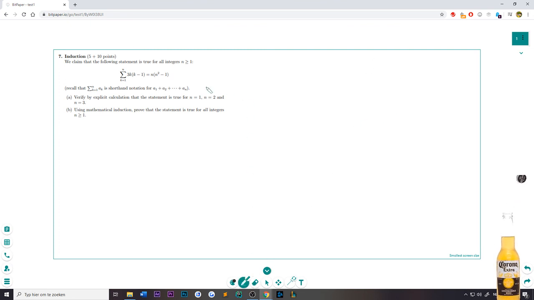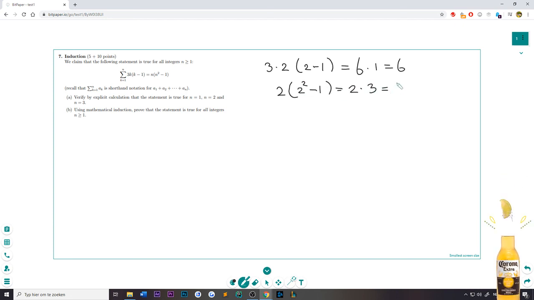Now, for n is 2, 3 times 2 times (2 minus 1) gives us 6 times 1 is 6. And similarly, we have 2 times 3 is 6, right? So for n is 2, it also works. It's very easy.